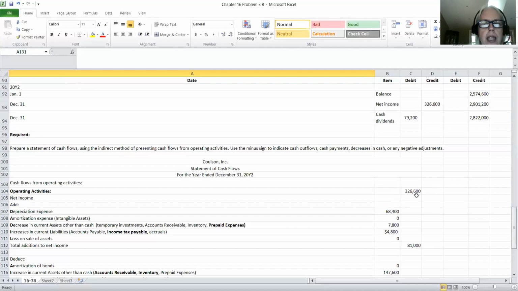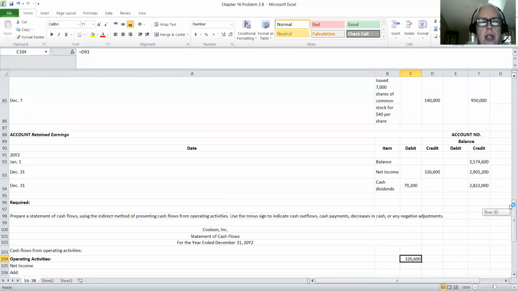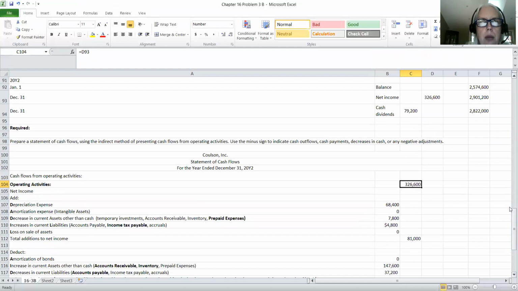So we're going to start with the net income amount. And as they have in all the problems, they have given you the net income amount. They did not show you an income statement. You would get this amount from your income statement, but there's another place that we can look for it in the retained earnings. Do you see here in the retained earnings ledger account, they have net income showing as $326,600. So this is where I'm getting the net income that we need to convert from the accrual basis to the cash basis of accounting.